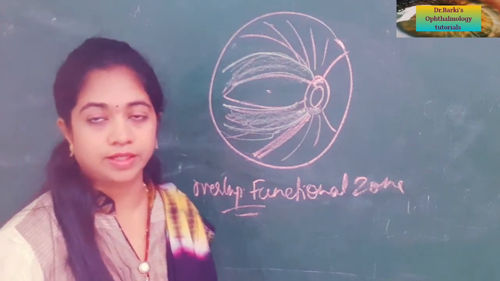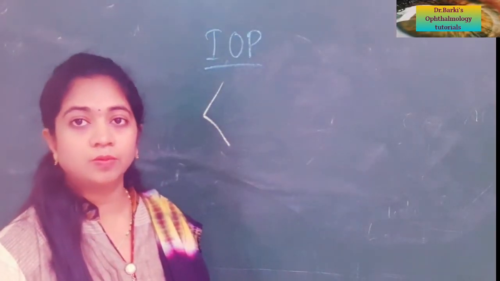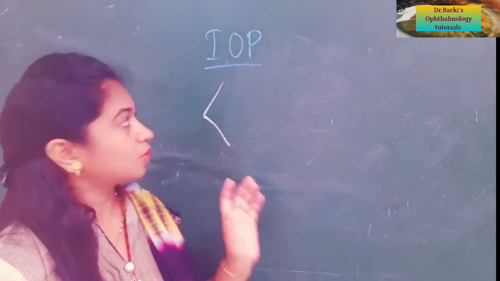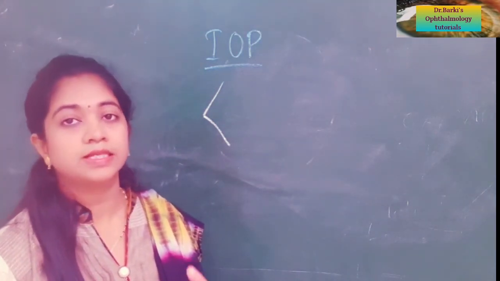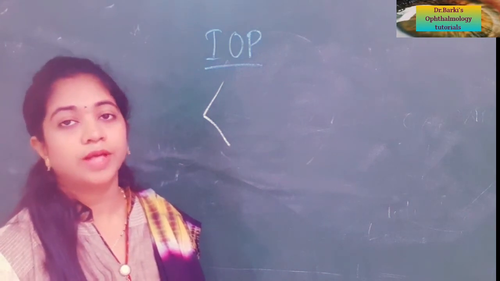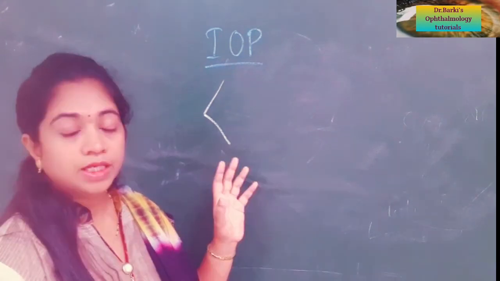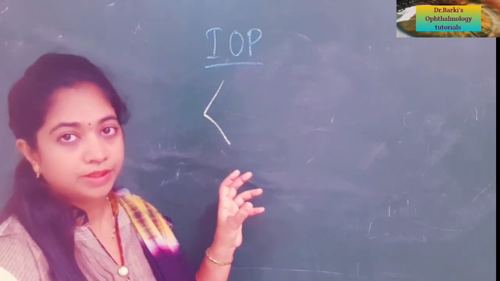So this is the arcuate area. So all this time I was telling about the intraocular pressure. So what is intraocular pressure? This is nothing but the pressure from inside the eye, which is keeping the eyeball distended to carry out the functions of the eyeball.